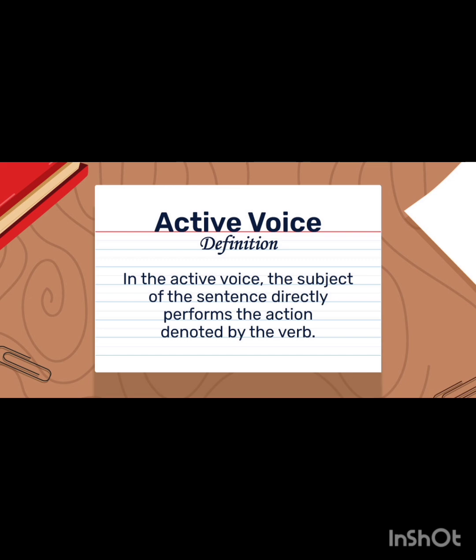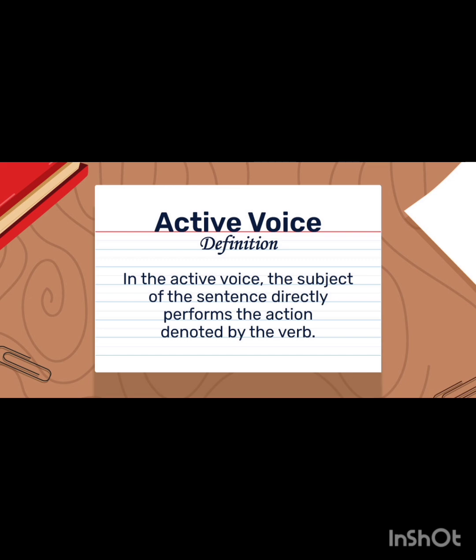In the active voice, the subject of the sentence directly performs the action denoted by the verb. For example, I teach the students. Here, I is the word which is acting. Alright? So therefore, here the subject is acting, and that's what happens in the active voice.